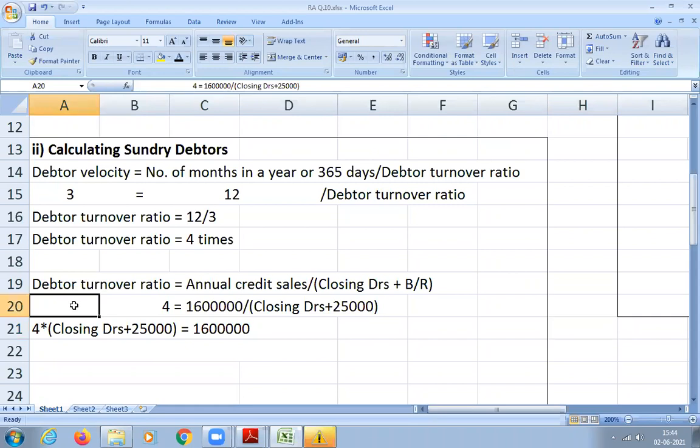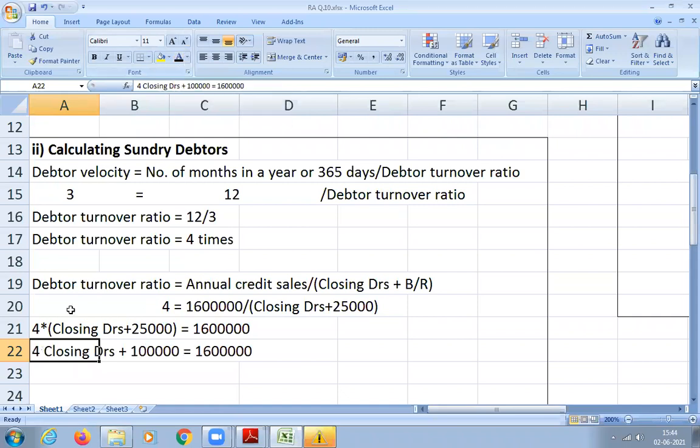I hope you all learned it in school itself. I should not teach you all that. Now remove the bracket. Multiply 4 inside the bracket. How much will you get? 4 closing debtors plus 25,000 into 4. How much will you get? 1 lakh. Yes, 4 closing debtors plus 1 lakh is equal to 16 lakhs.